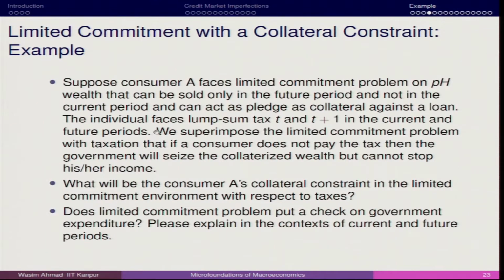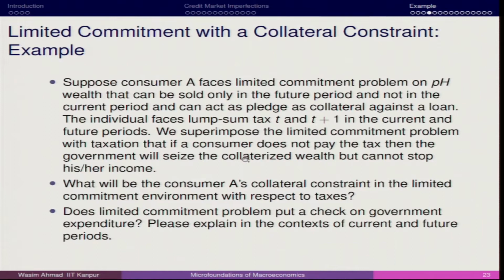Now, here we are dealing with the scenario. What we are saying is that if you have the representative consumer who has the collateral constraint PH, this PH will be used in the future period, not in the current period. This representative consumer is also facing a tax, paying tax T and T plus 1 in the current and future period. So, tax is certain. Now, if we impose the limited commitment problem here, what will it be? It will be that if this representative consumer does not pay the tax, then the government will take out the collateral asset as compensation for not paying the tax. So, this is what we are saying.